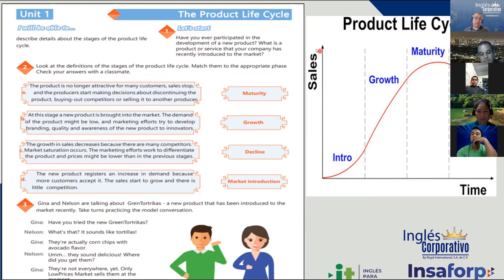We have sales here, and then time. And this is the graph. So we have sales here, time here. So when we introduce a product into the market, we are basically at zero, right? No sales, right? Like chakalaka, for example.